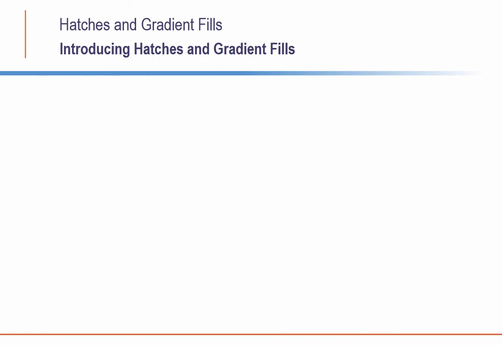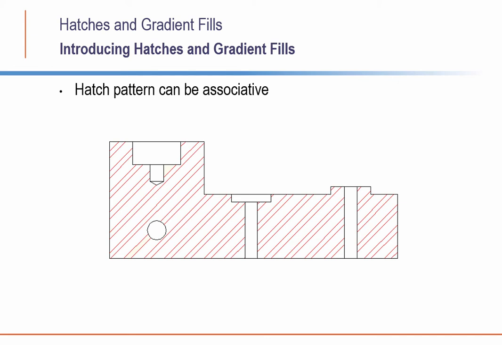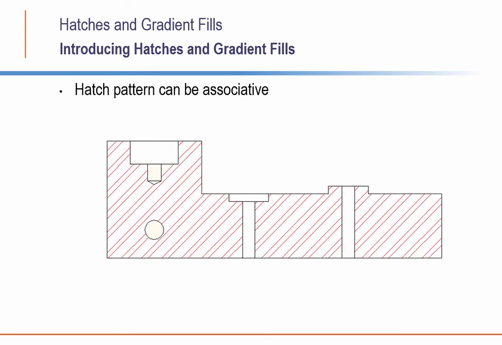Hatch patterns can be associative. That means the hatch pattern automatically adjusts if the size or shape of the area being filled is subsequently changed.